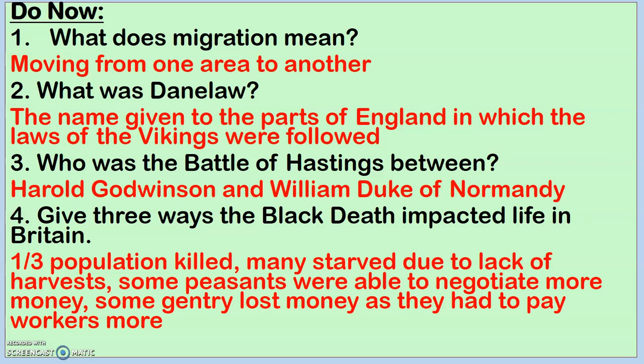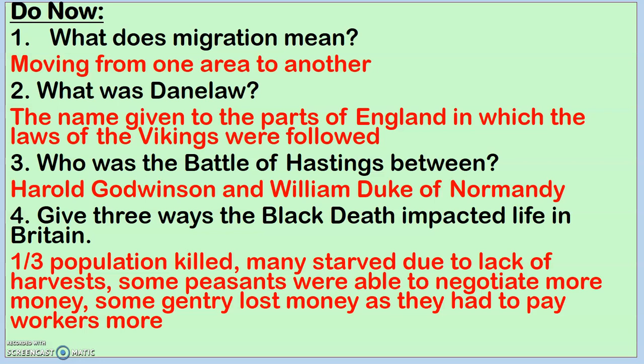Okay, have a look at the answers on here. If you have got them correct, then give your answer a tick. If you got it wrong or you didn't have it, then pop these down, preferably in a different colour, but if you don't have a different colour, that's fine. So migration is the idea of moving from one area to another. Question number 2, Danelaw was the name given to the parts of England in which the laws of the Vikings were followed.